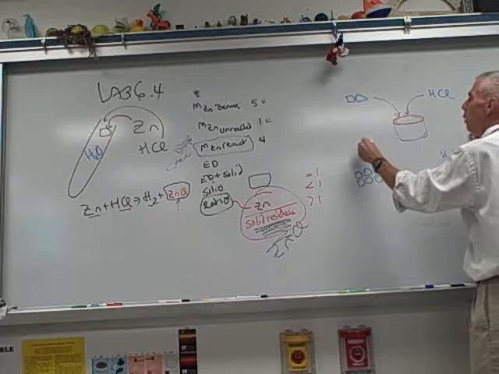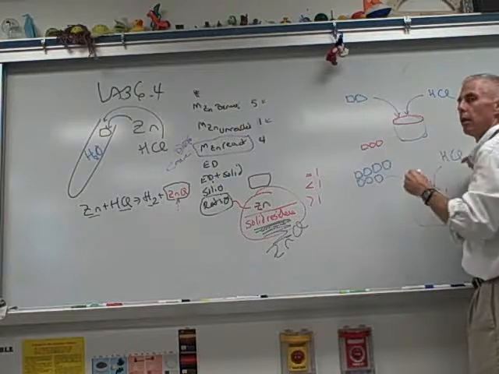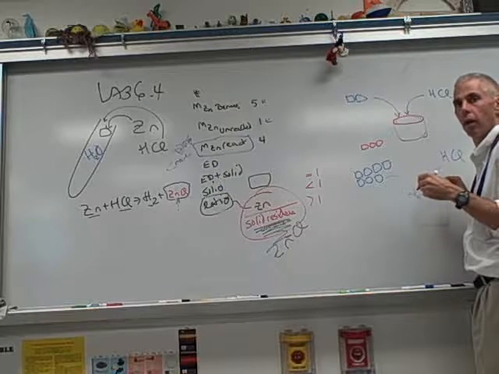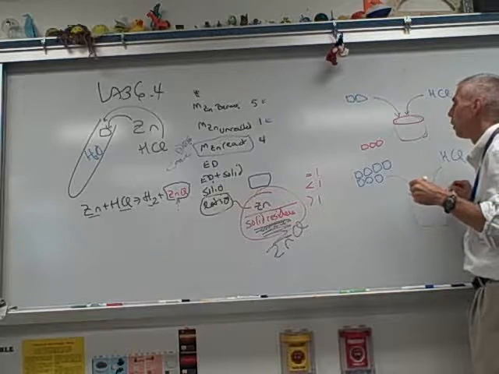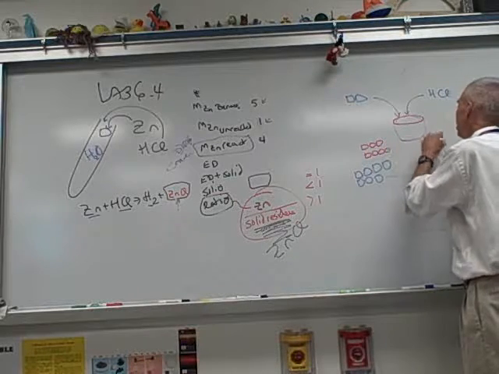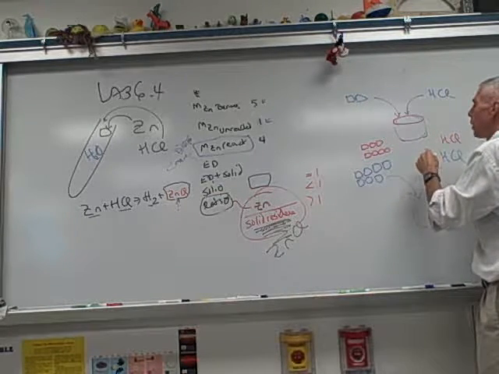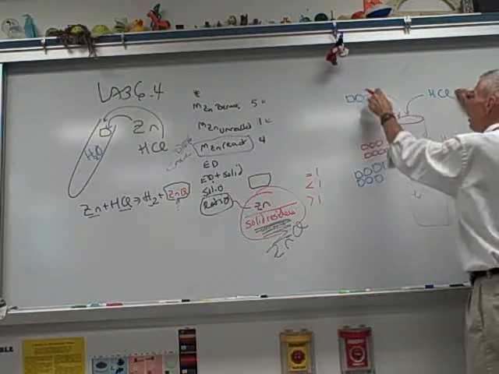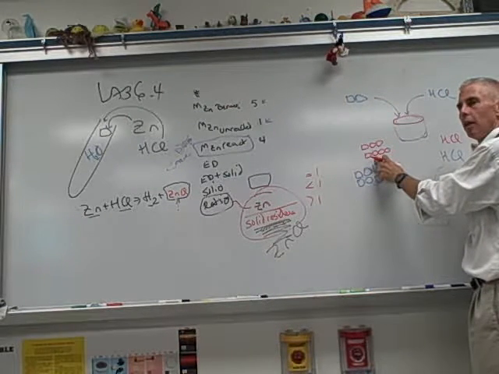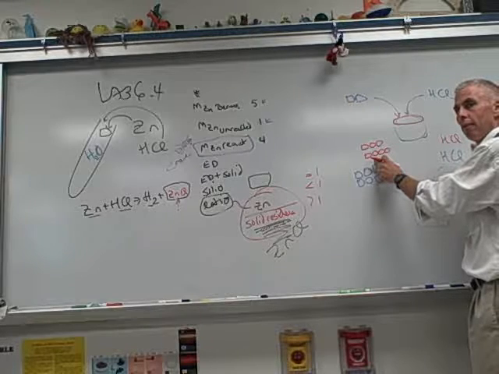Someplace in the middle here with like 3 or 4 chips was the perfect ratio. So maybe 3, maybe 4 chips, we had just right. It was kind of the Goldilocks thing, right? Too much hydrochloric acid, too much zinc, just right. Okay? See where I'm going?